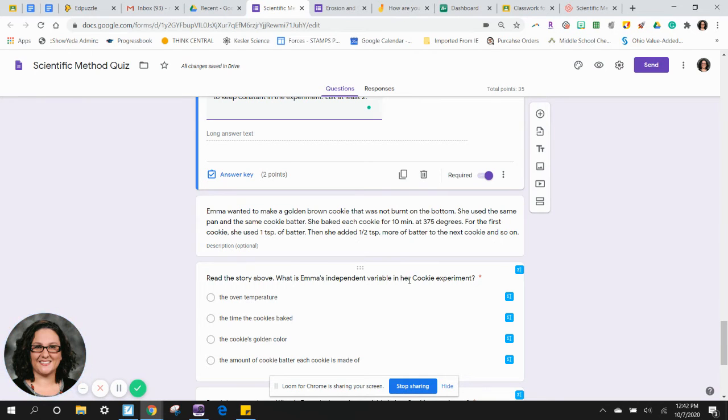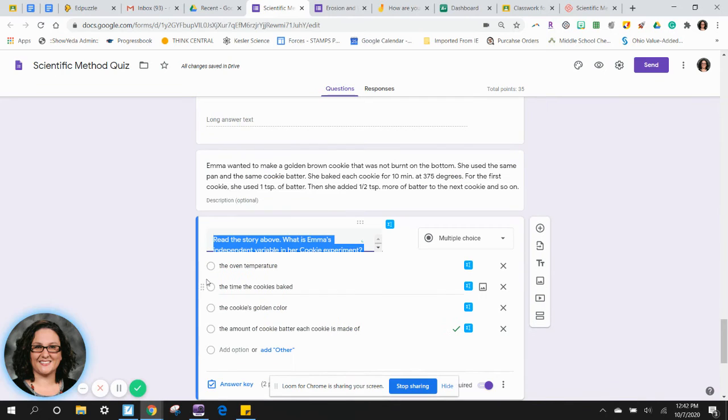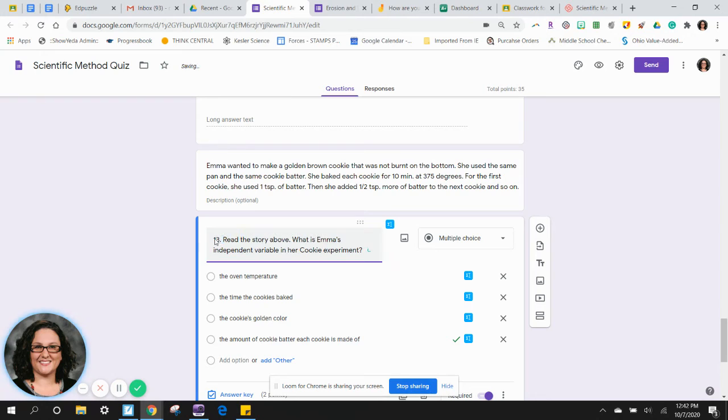What is Emma's independent variable in her cookie experiment? Question 13. What is Emma's independent variable in the cookie experiment? A, the oven temperature. B, the time the cookies baked. C, the cookie's golden color. Or D, the amount of cookie batter each cookie is made of.